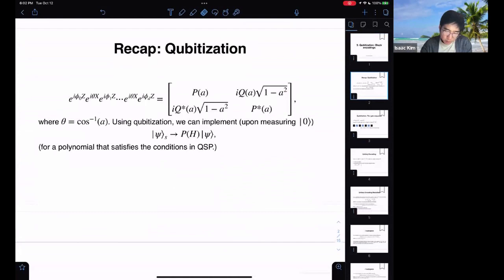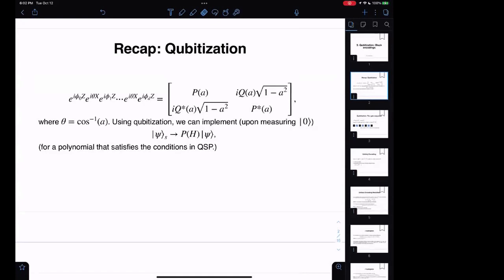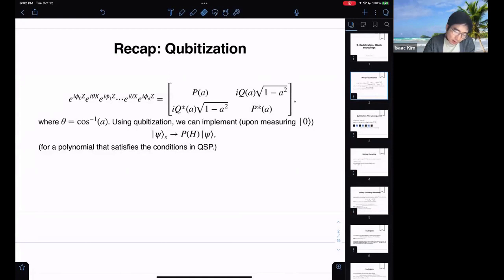We talked about quantum signal processing, which was a simple statement about a 2x2 matrix. It said that there is a one-to-one equivalence between a set of unitaries generated this way and the set of 2x2 unitaries of this form. Here P of A and Q of A were polynomials of A satisfying some nice properties. Any sequence of unitaries of this form can be written as a 2x2 unitary like this. Conversely, given any 2x2 unitary such that P of A and Q of A satisfy certain constraints, there exists a set of angles psi 0 to psi d, phi d, such that this equality holds.